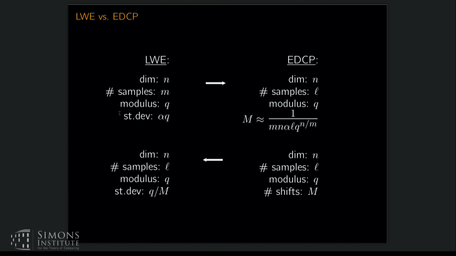And what I want to show you is this reduction. This is what Oded did for unique SVP, and we can also do it for LWE in a similar way. All right. So there will be a couple of quantum steps before we arrive at an EDCP sample.